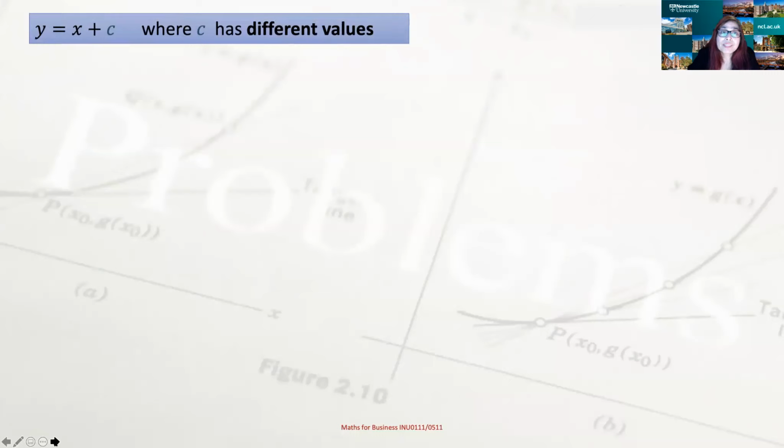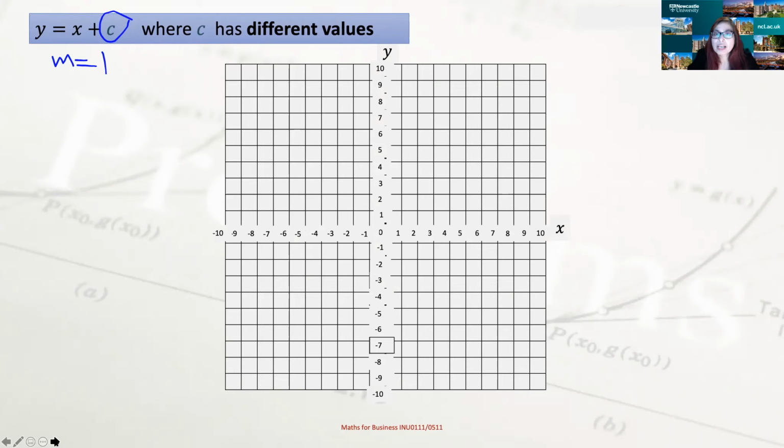Now let's see the effect of c, yeah? What we're going to do is keep m constant. M is constant. We're going to keep m as 1, and we are going to change c. Let's see what happens. That's my first example, where c is equal to 1. When c is equal to 1, look at the straight line, yeah? The straight line is touching the point 1 on the y-axis, okay?